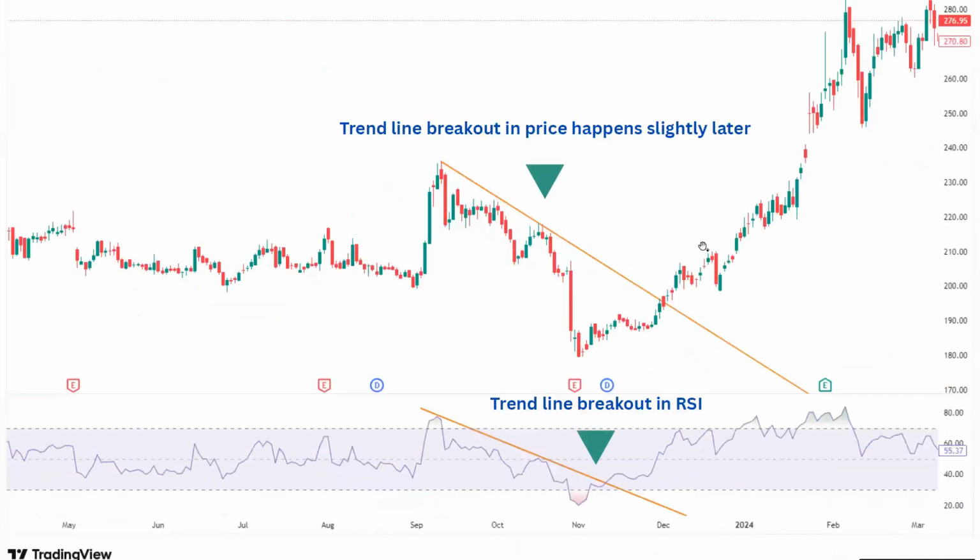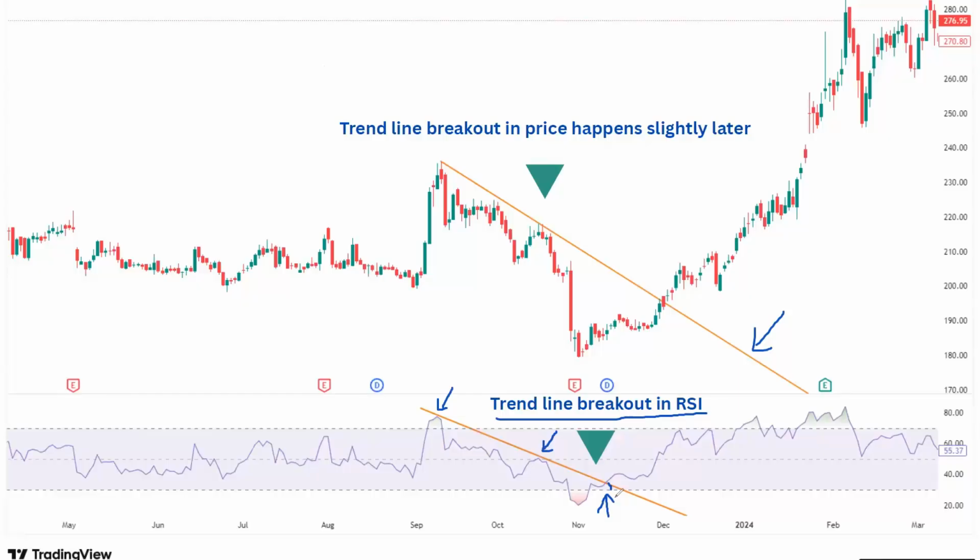All right. First thing over here, please pay attention, is that what I have used is a trend line. Trend line is one of my favorite tools, by the way. What I've done here is I have taken 3 points, number 1, number 2, and this number 3. I have connected these 3 points with the help of a trend line, and we have a trend line breakout in RSI. Now, let's wait for a minute.